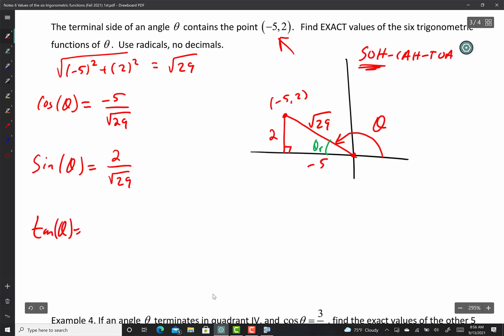Did they want all 6 of them? Yeah. Tan is opposite over adjacent, so it's just going to be 2 over -5. If you want to put the negative in the front, that's fine. And now we're just going to do the reciprocals.